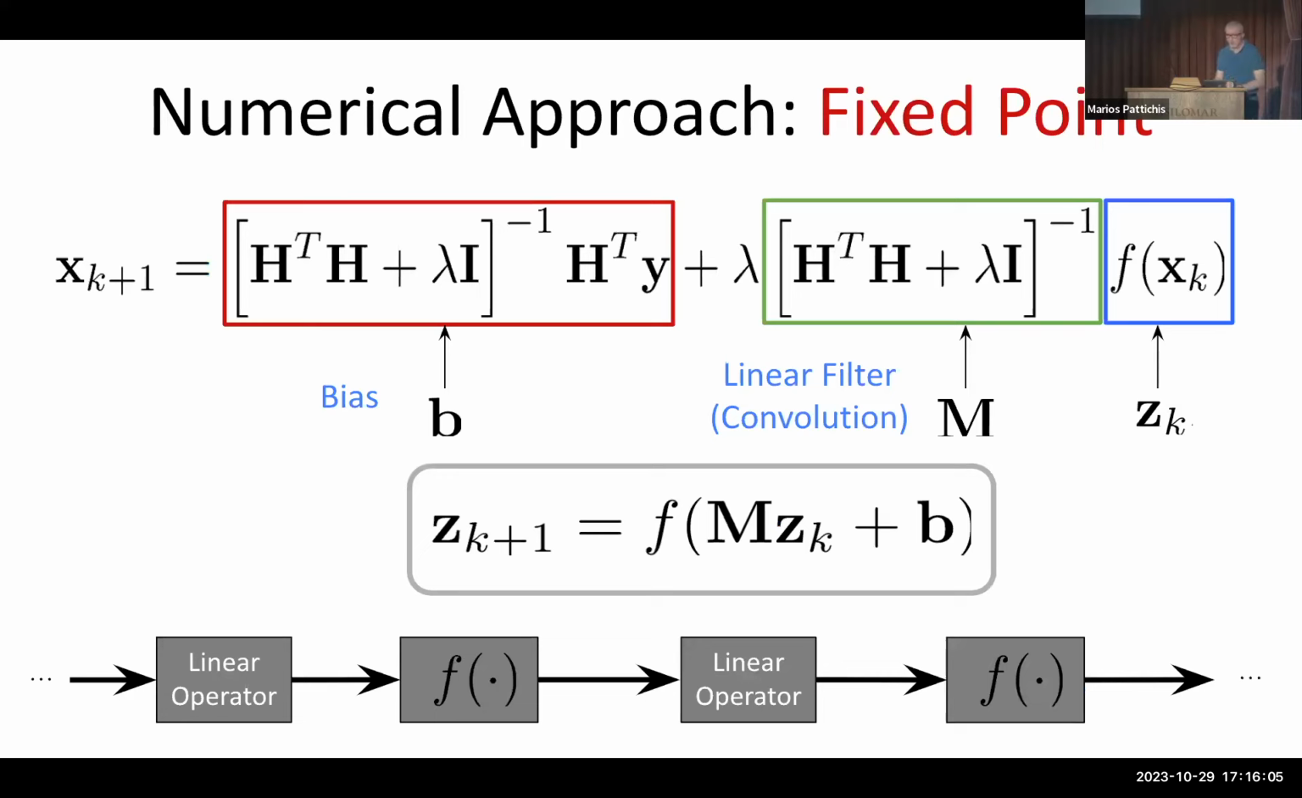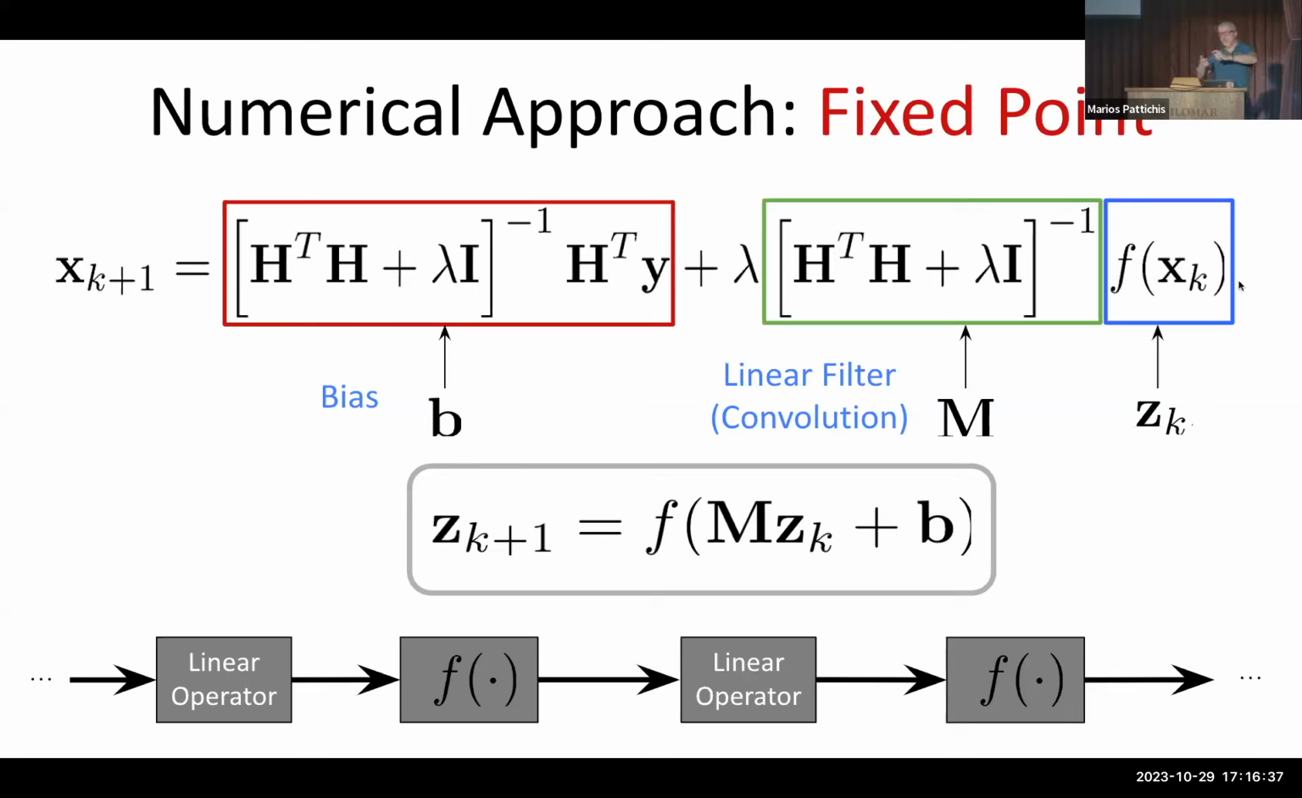Okay, so I'm going to show you a not very sophisticated numerical method. I said you can use powerful numerical methods, but this is about the dumbest numerical method you can use, the fixed point iteration. If you look at how the fixed point iteration works here, to update x, you get this first term, which is just fixed. You can compute it once. You don't have to compute it again. You can think of it as a bias. H transpose H plus lambda I inverse is a linear filter. It's just a convolution. And then f of x is just a denoiser.